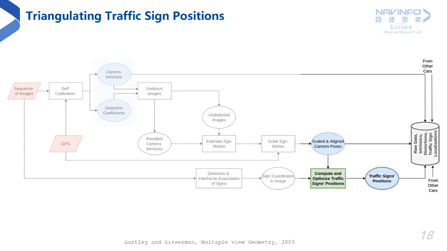Finally, using the sign coordinates in the images, the scaled and aligned camera poses, and the camera intrinsics, we triangulate and optimize the traffic sign positions. The sign positions are initialized using the midpoint algorithm, followed by nonlinear bundle adjustment for refinement. The estimated camera intrinsics corresponding to the cameras of different vehicles traversing different locations, the estimated trajectories of the vehicles, and the estimated traffic sign positions are all stored within the mapping database.